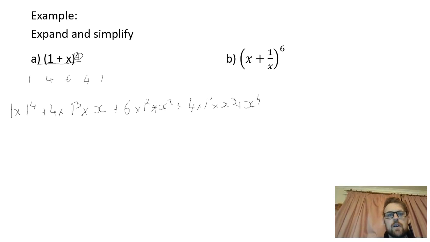Okay, so let's have a go at this. So 1 times by 1 to the power of 4 is 1, plus 4 times 1 is 4x, plus 6x squared, plus 4x cubed, plus x to the power of 4. Okay, so that's what my binomial expansion equals.